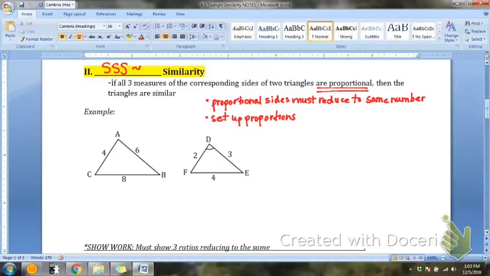We're going to set up the small side of one triangle over the small side of the other triangle. The medium side of one triangle over the medium side of the other triangle. The large side of one triangle over the large side of the other triangle. We're going to stay consistent. Small over small, medium over medium, large over large.